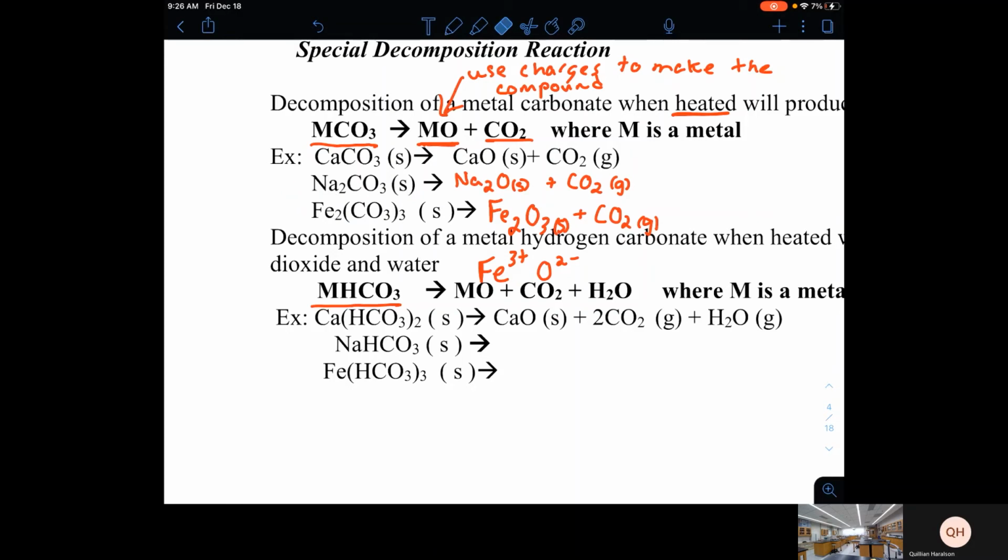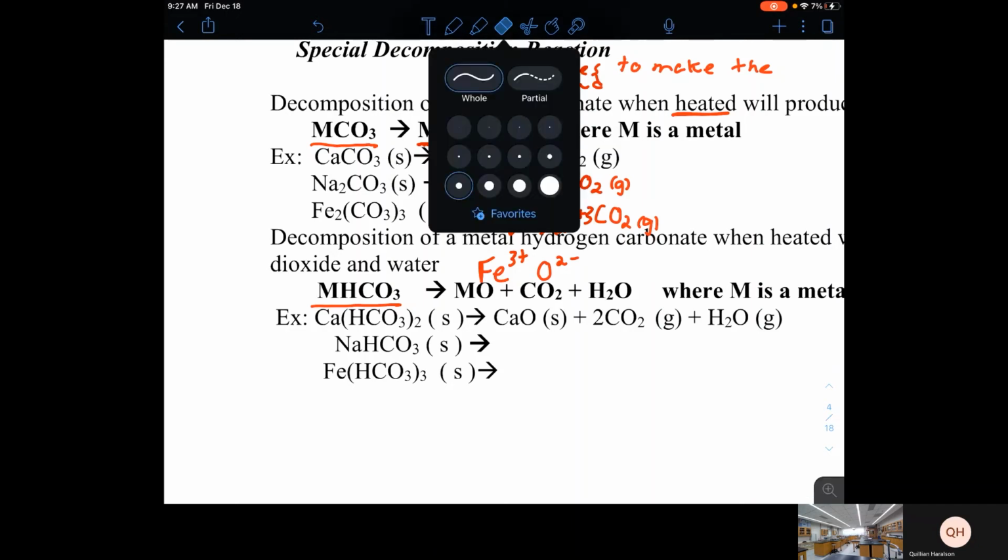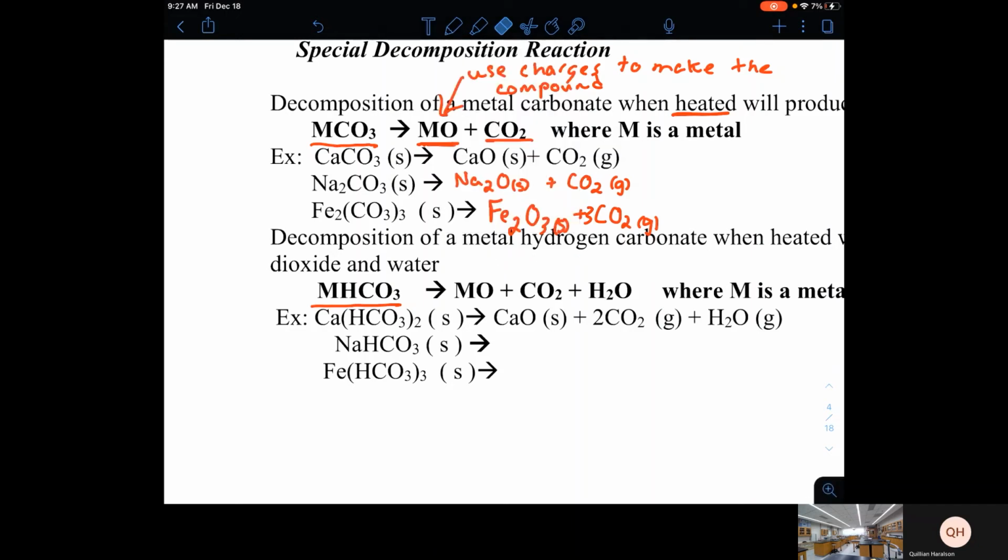I see 2 Fe's, 2 Fe's. One of the things I do see is right here, I got 3 carbons, so I'm going to put a 3 in front of the CO2. Now I've got, in this case, 9 oxygens. I've got 3 on the product side plus 6. That gives me my 9, and this thing is now balanced out. All right.